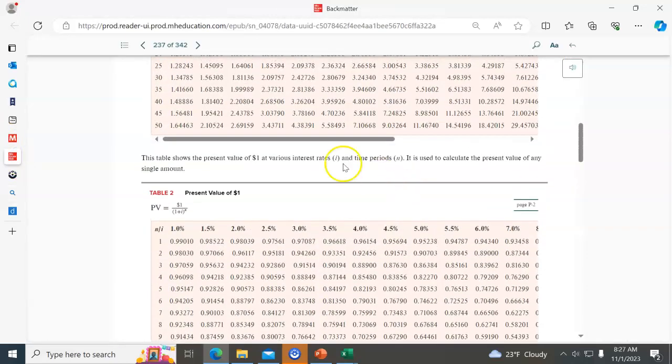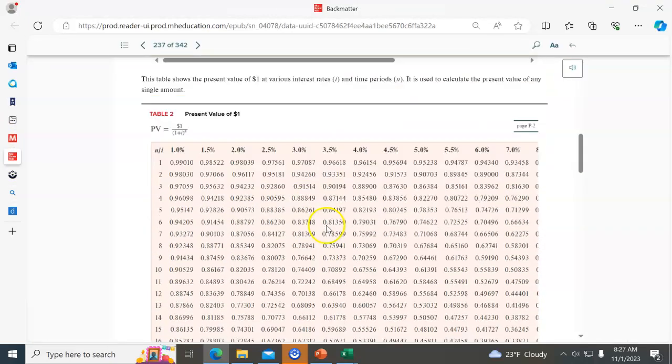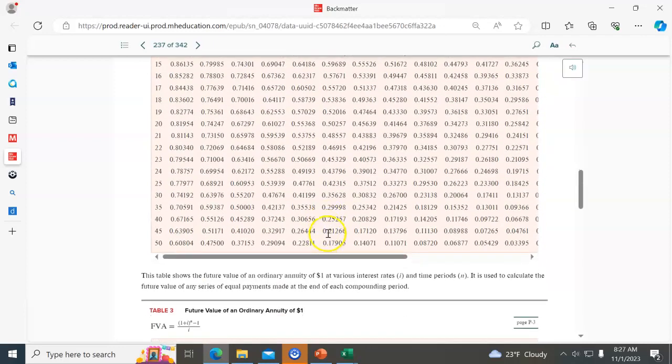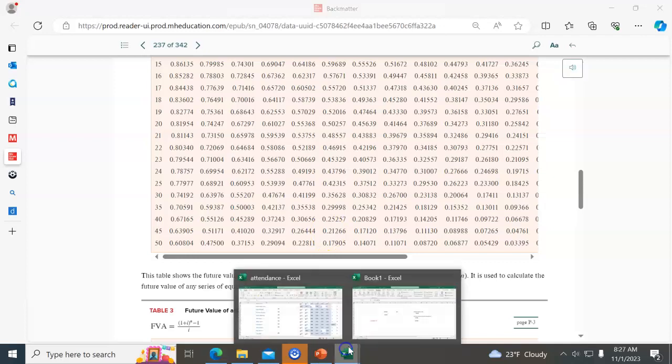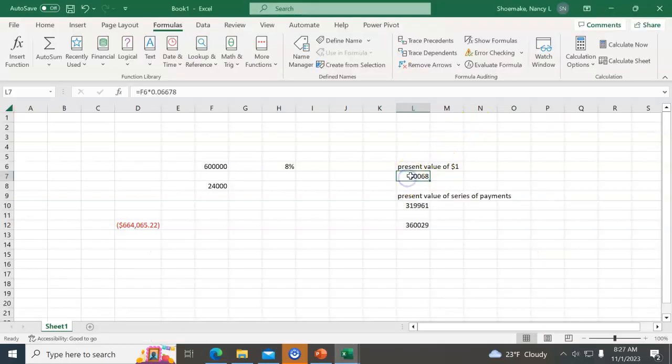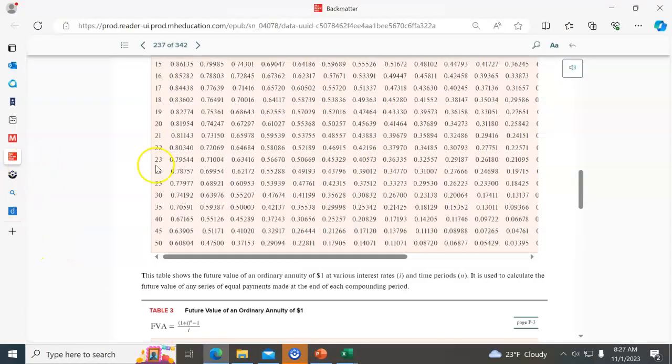Back matter. 3.5%, 40 periods, is 0.25257, equal this times 0.25257. That gives us 151,542. Then the annuity, I think you should get extra credit for helping me.